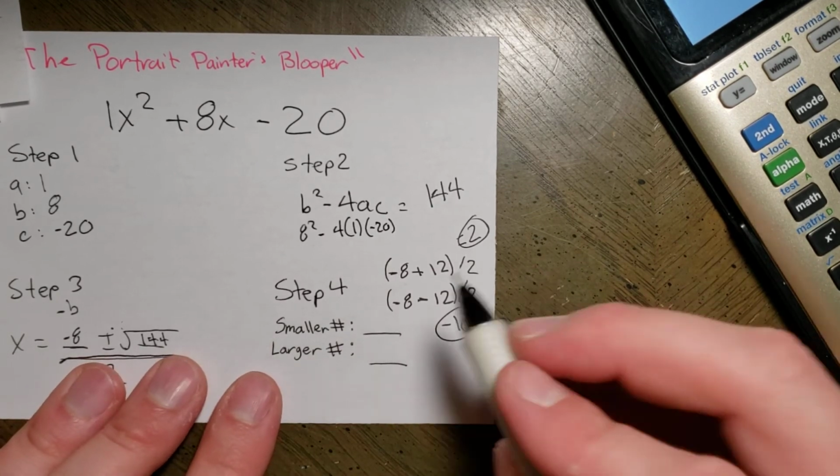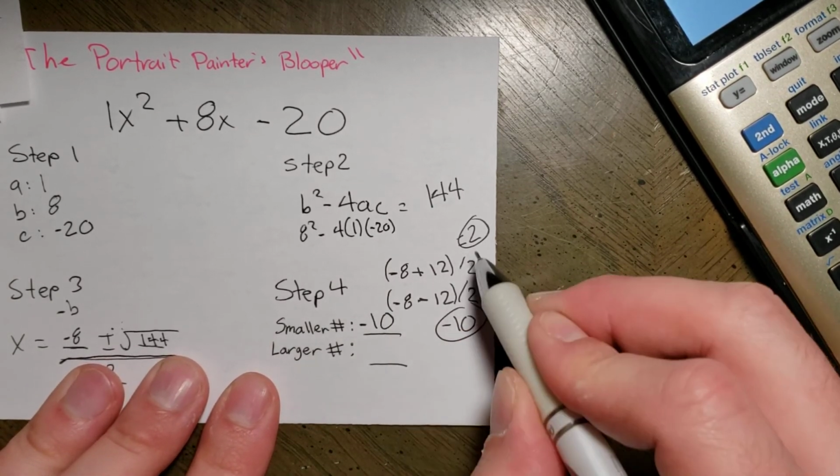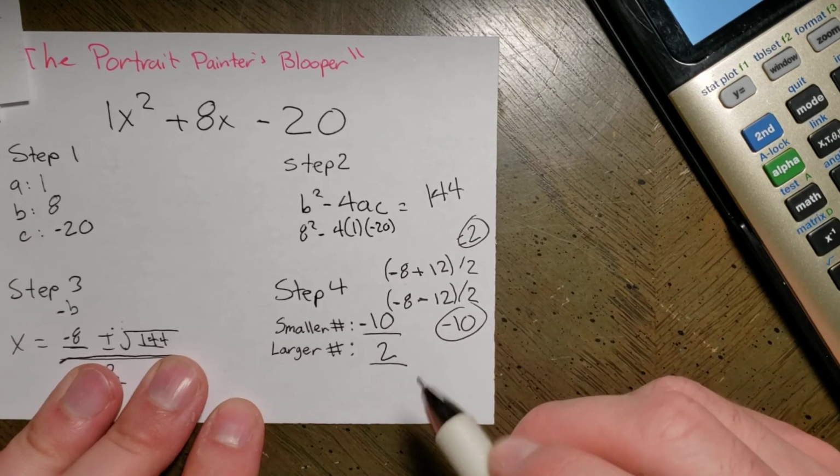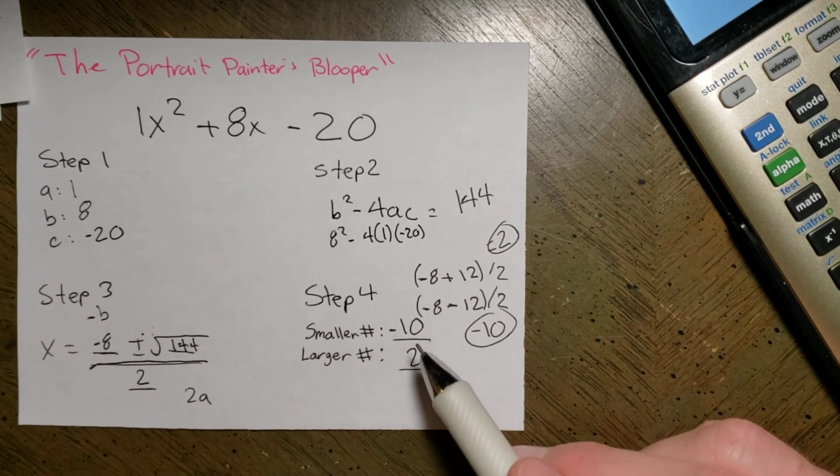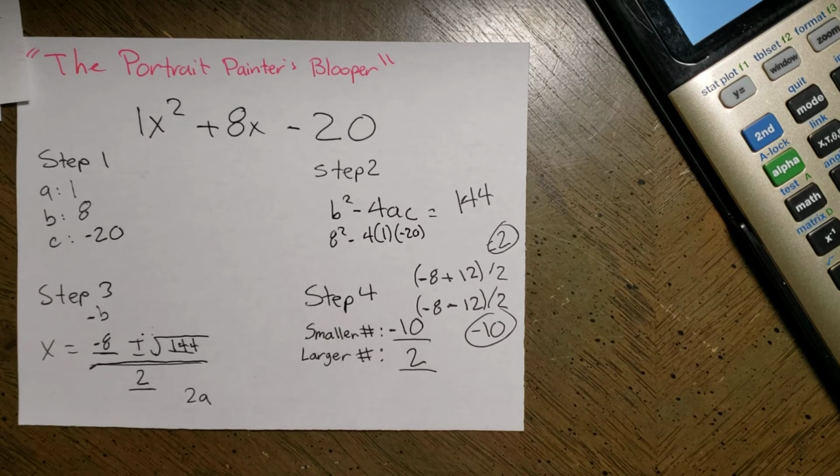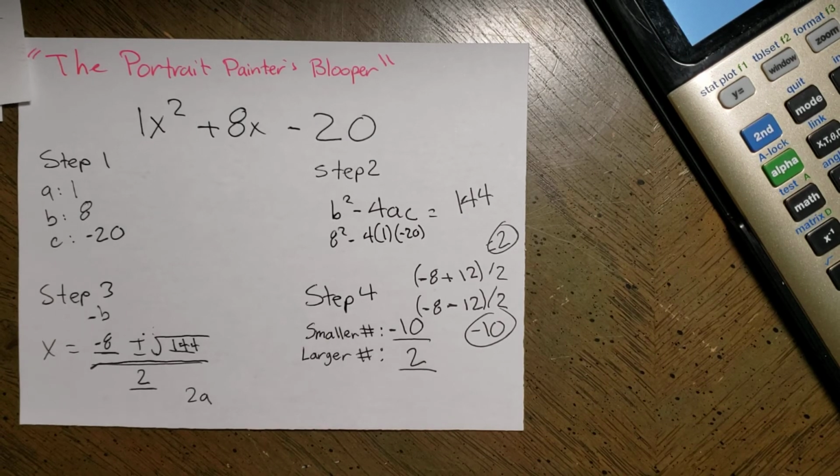So the smaller number is the negative 10, actually. And then the larger number is 2. So when it comes to smaller and larger, remember positives and negatives. This one's colder than that one. All right, that's it. I think that's all I got, friends.